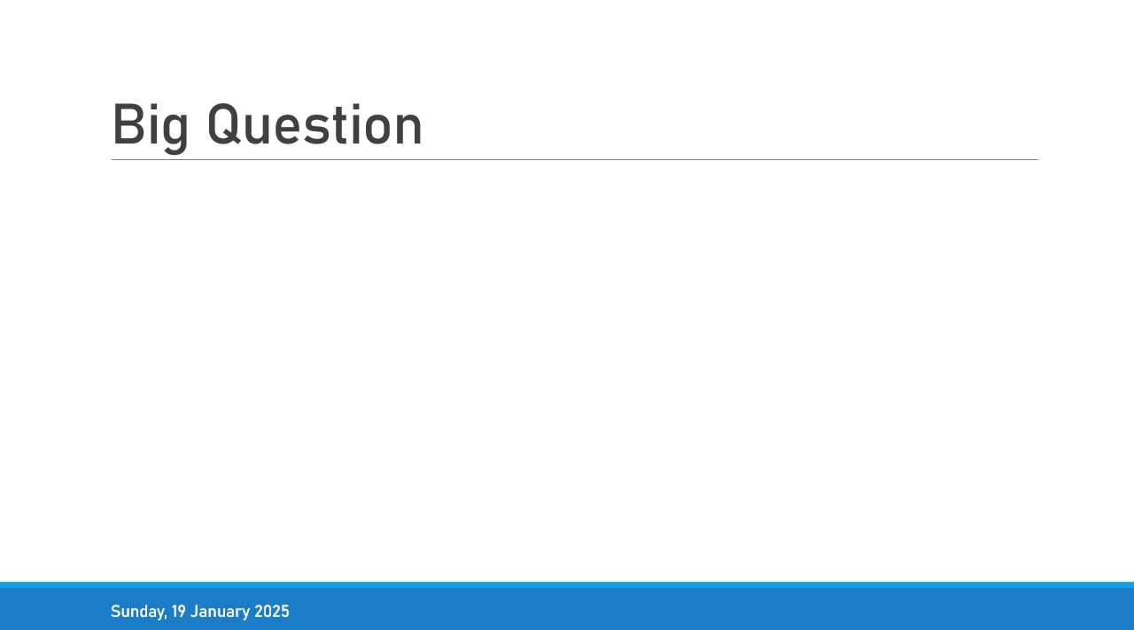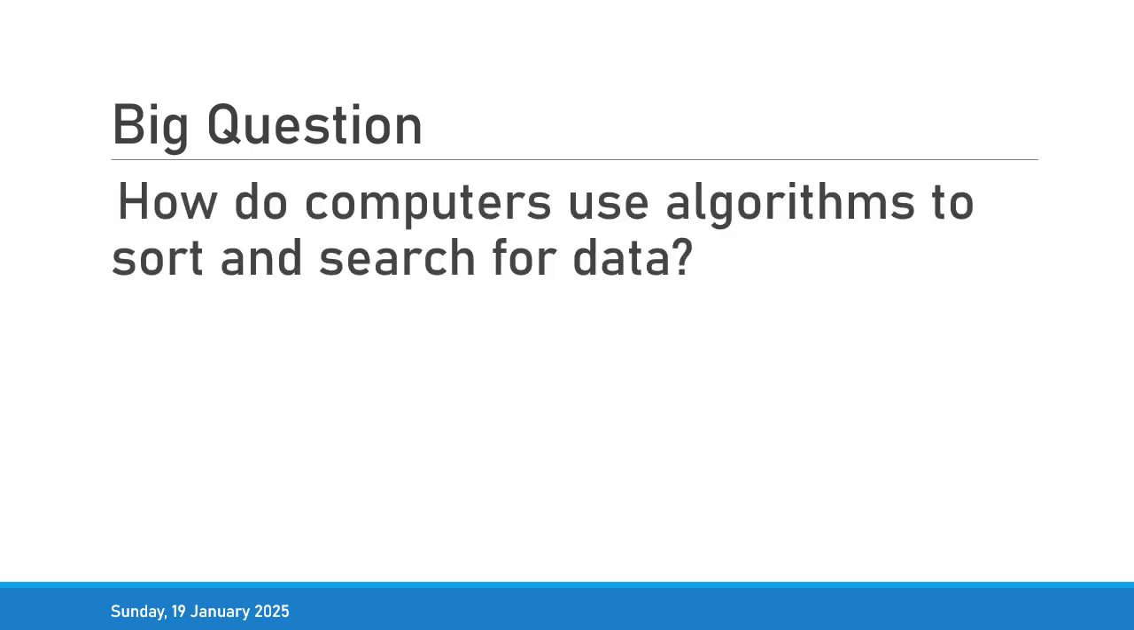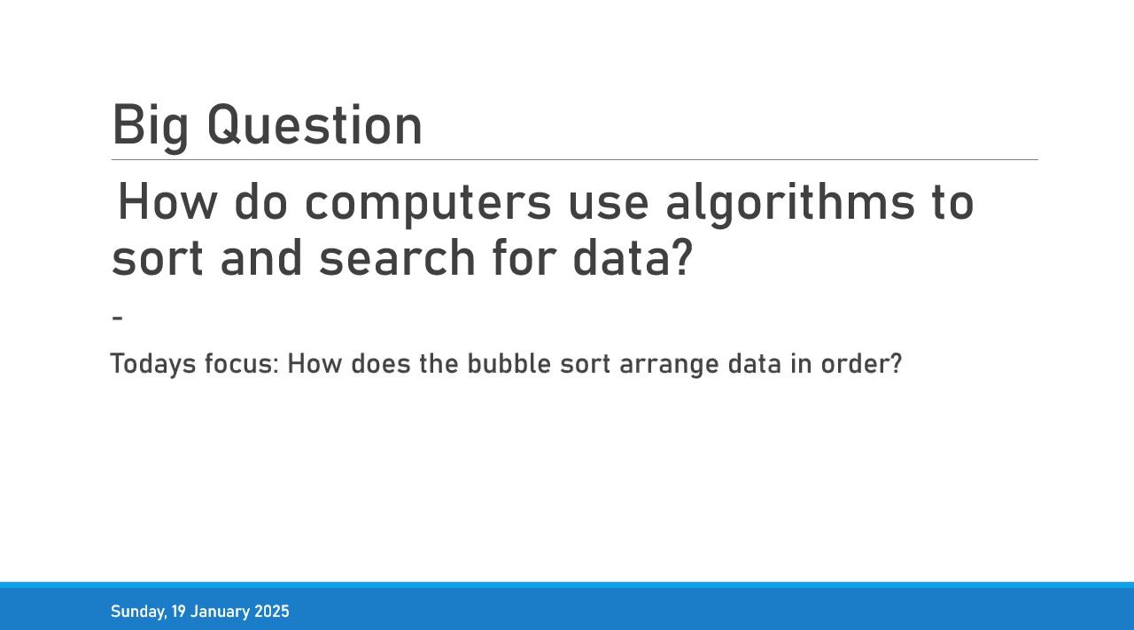Hello, Year 9. So in today's lesson, we are going to still be discussing this big question. How do computers use algorithms? That is just sets of instructions to sort and search for data. Today, we're going to talk about a sorting algorithm called the bubble sort and how that actually works to arrange data in a certain order.